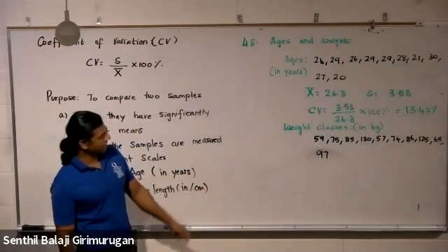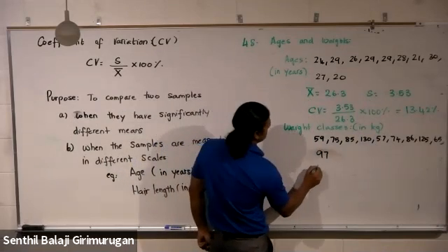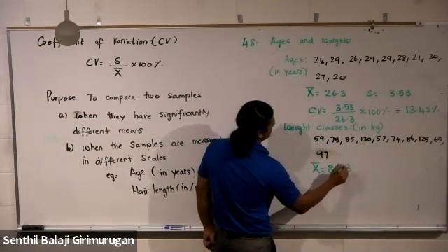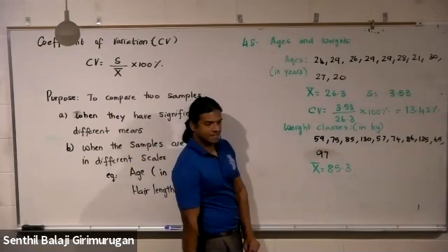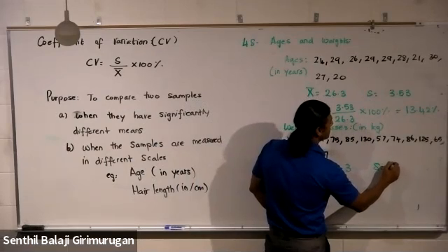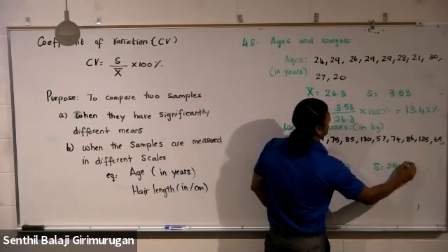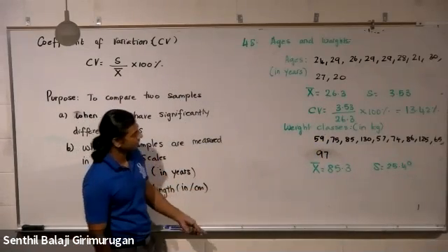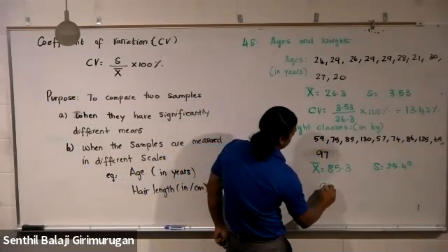So what is the mean of the second sample? 85.3. The standard deviation, 25.49. So how do we find the coefficient of variation?